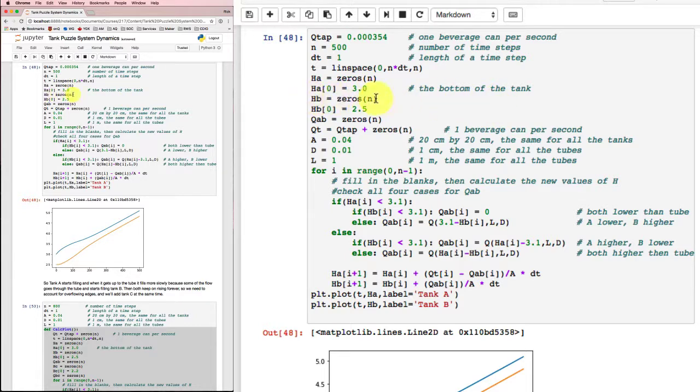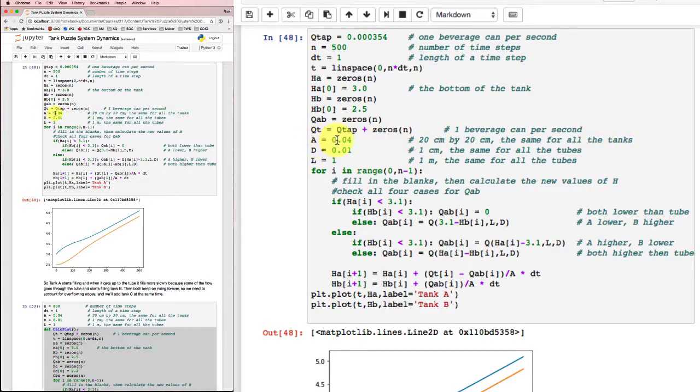I'll do the same for HB. I'll assume it's empty and its bottom is 2.5. And the flow from A to B, I also need to keep track of how it changes with time, so I'll have another space that I can put those values into. And finally, the tap: I'm going to say that the flow coming in from the tap is a vector of n values, and it's going to start off with all of them equal to Q tap. So 1 beverage can per second.